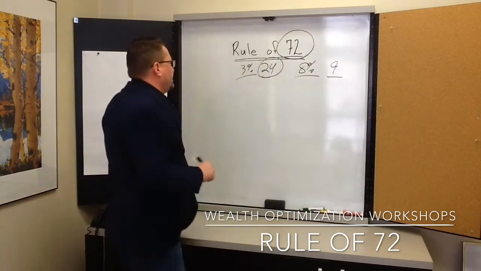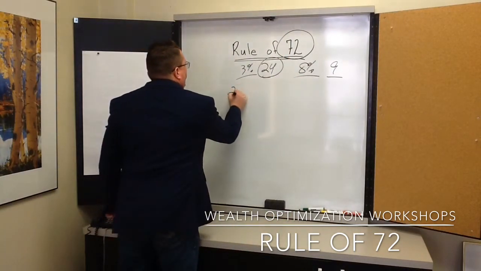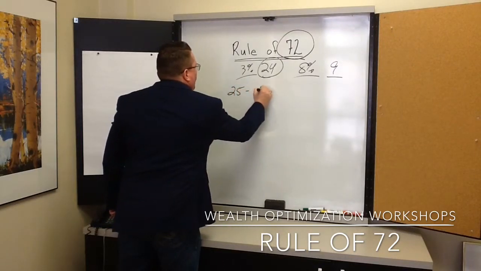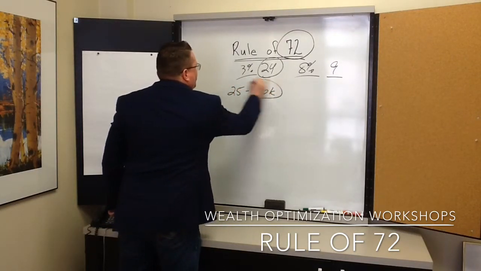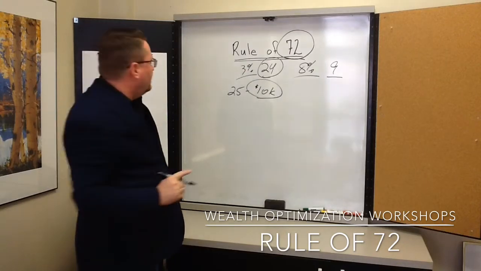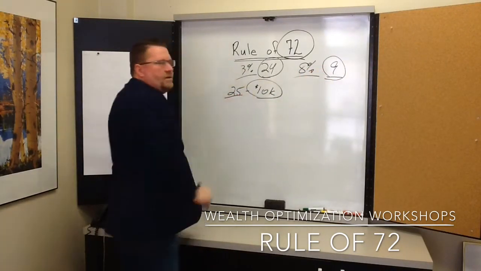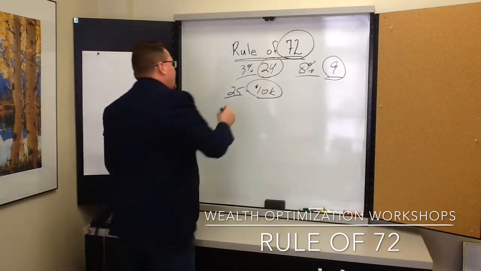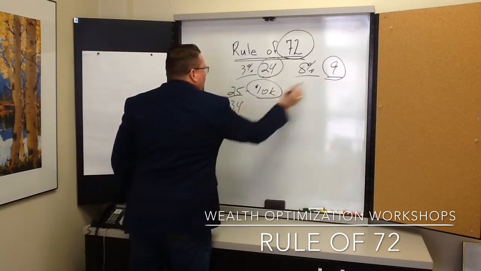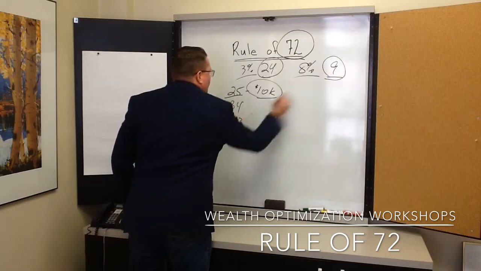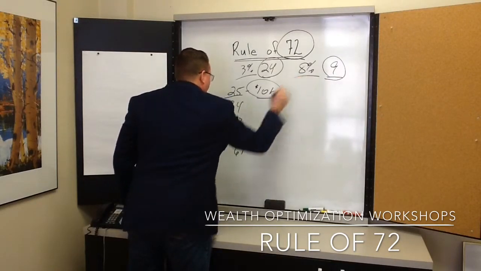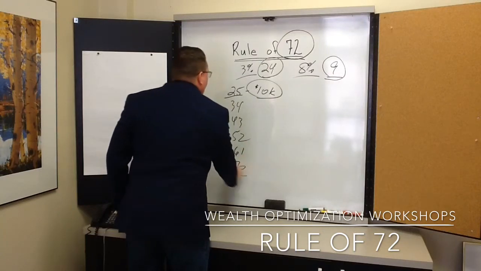So let's do some basic math here. Let's say you were 25 years old and you had $10,000 that you were investing on a one-time basis, adding nothing to it. We're going to add 9 years to that number. You with me so far? All right, here we go. So 34, add 9 again. 43, add 9 again. 52, add 9 again. 61, add 9 again. 70.